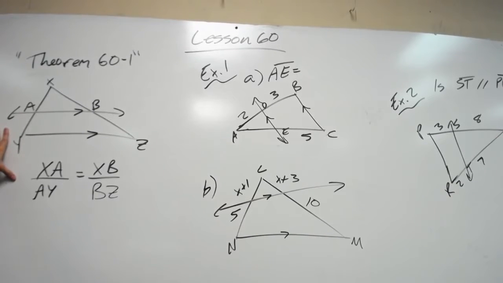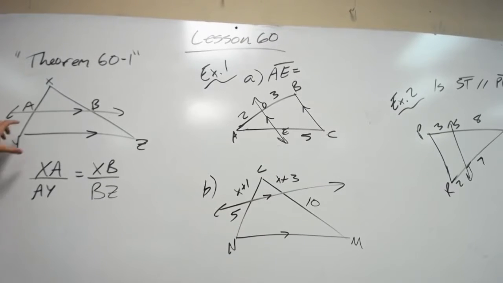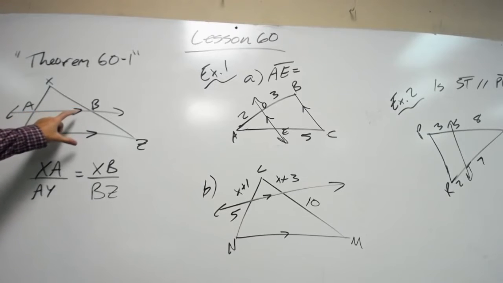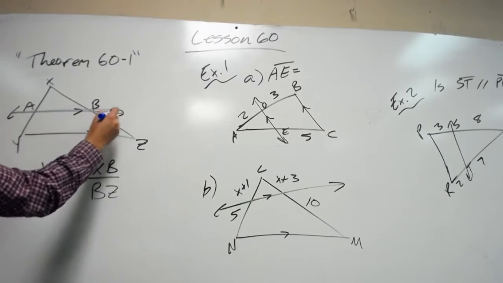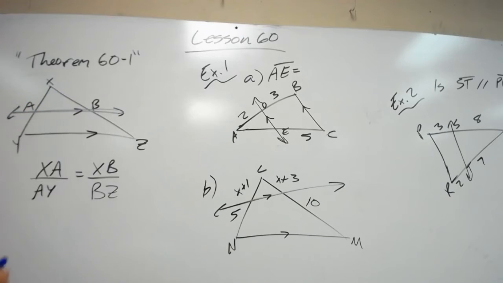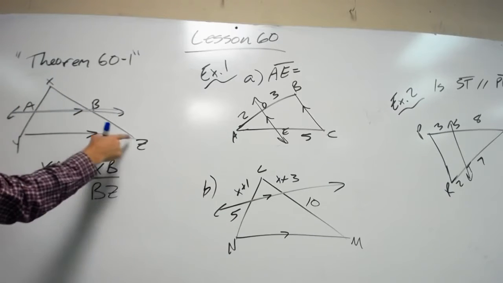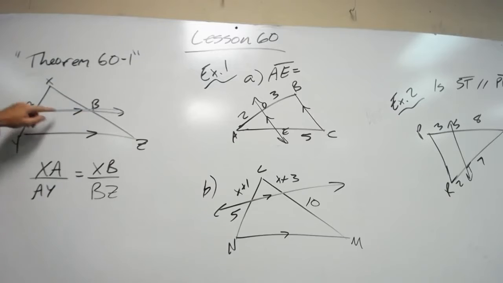It says if a line is parallel to one side of a triangle and intersects the other two sides, it divides those sides proportionally. So here we have a line that intersects two sides, XY and XZ, and is also parallel to the base. Since we have that, we know that the triangle is proportional.